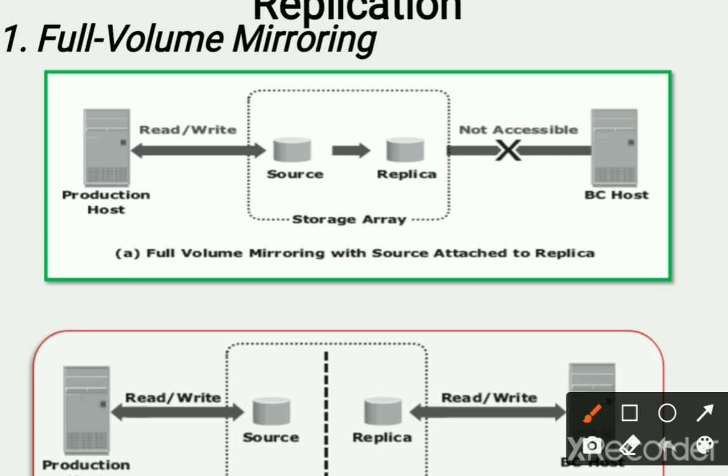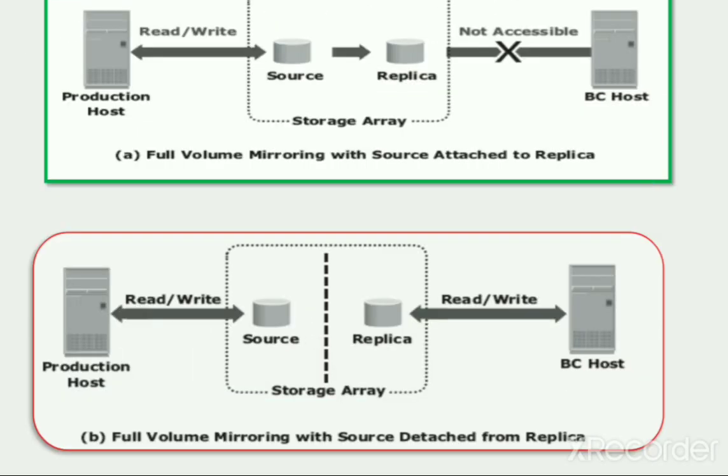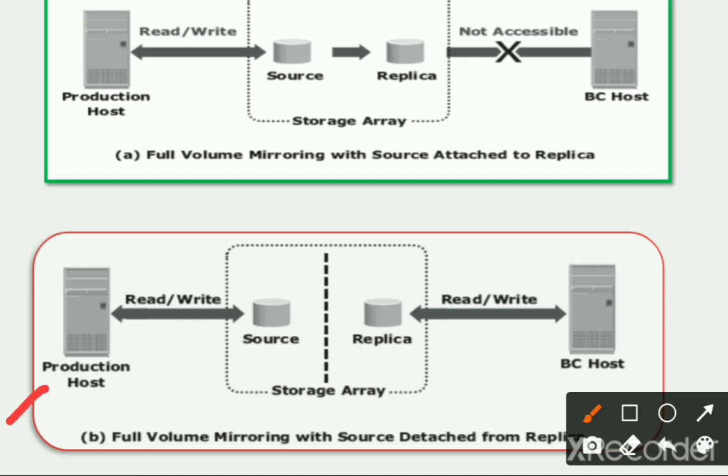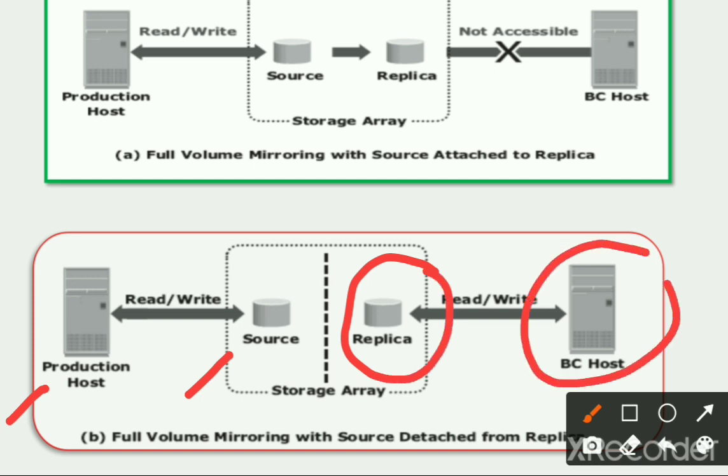Now in this full mirroring, if you observe the diagram carefully, we have this production host and a source, the replica is created here and it is used by the host. That means to continue the business, it is not going to stop. So complete mirroring is done from the source to the replica, and it is not going to stop.